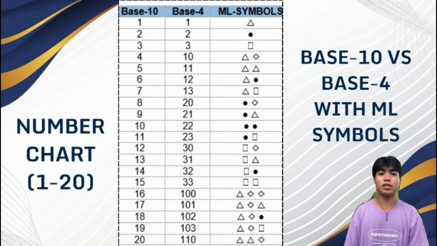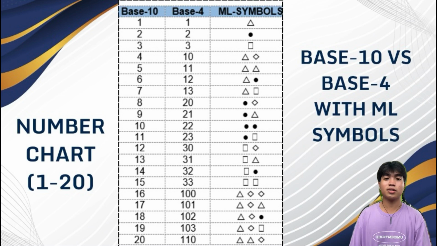Next, column 2, base 4. This is the base 4 or quaternary system, which only uses the digits 0 to 3. Each number in base 10 has a unique equivalent in base 4. For example, base 10 number 4 becomes number 10 in base 4, and base 10 number 5 becomes number 11 in base 4, and so on.